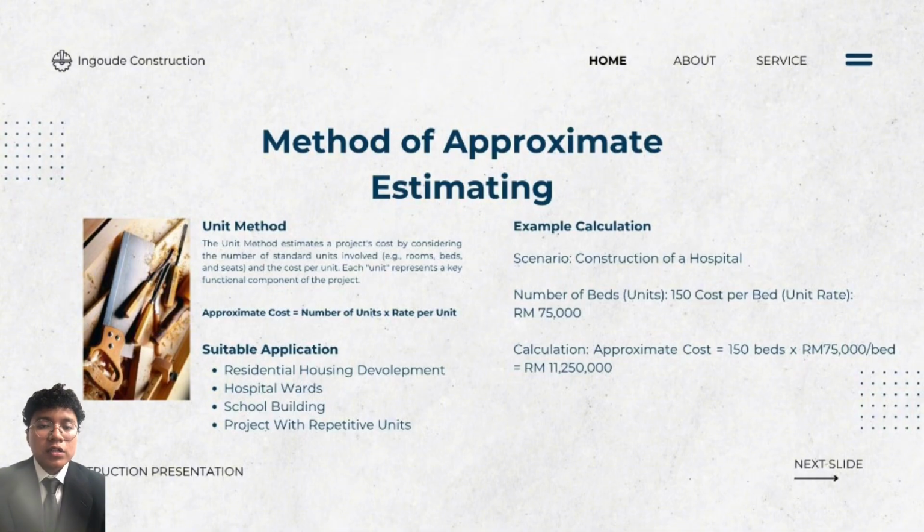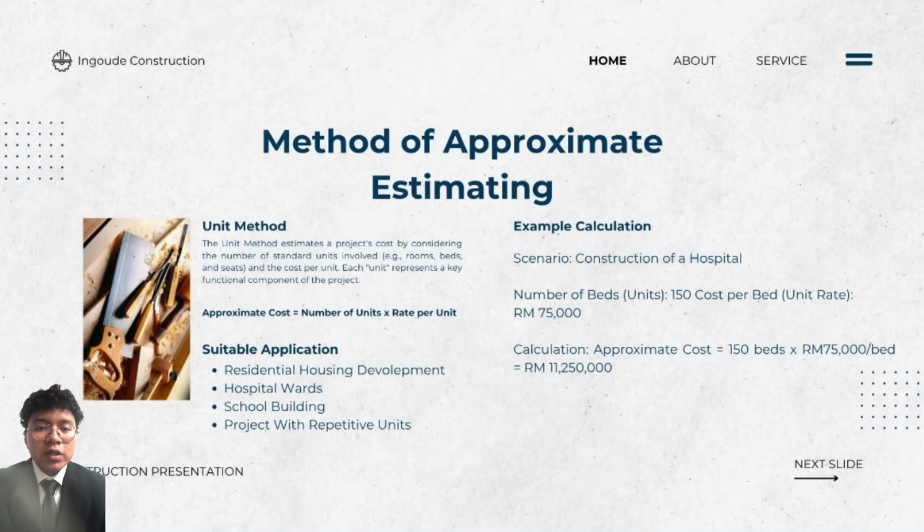First method is unit method. This method multiplies the number of standard units like beds, rooms, or seats by the cost per unit. It's ideal for repetitive projects like residential house development, school classrooms, and hospital wards. This is an example for unit method.